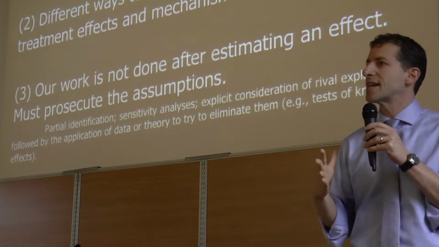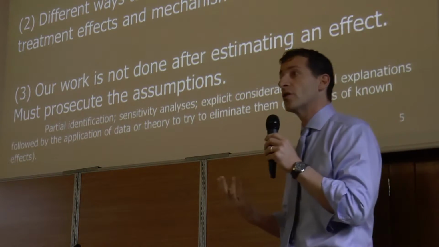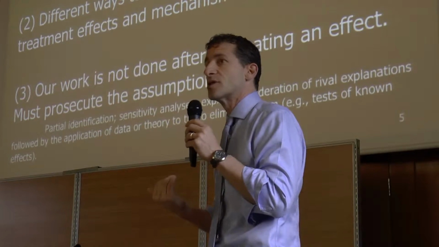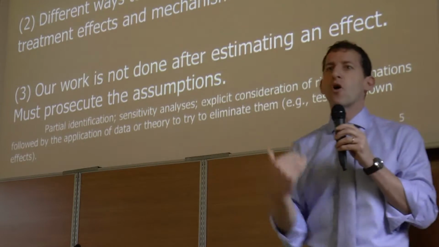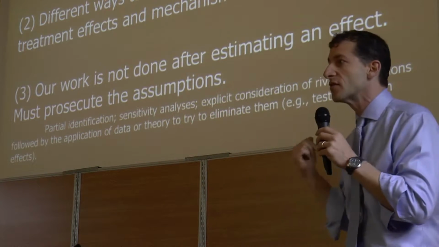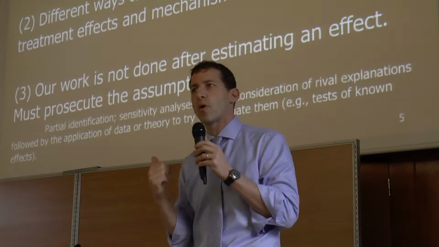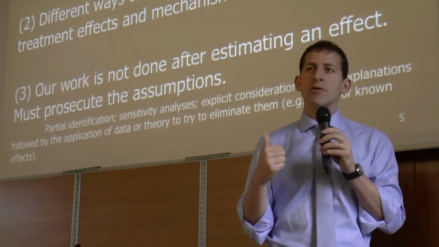They're untestable, we can't test them, but we can get at them in indirect ways and see how important they are. What happens if I relax those assumptions a little bit, and what if I'm wrong? What if there is some sort of hidden bias in my analysis? These sorts of post-estimation procedures are going to be even more important when talking about heterogeneity and mechanisms.